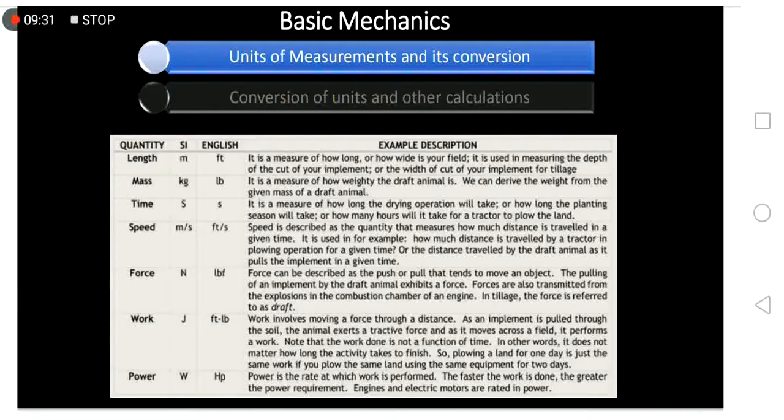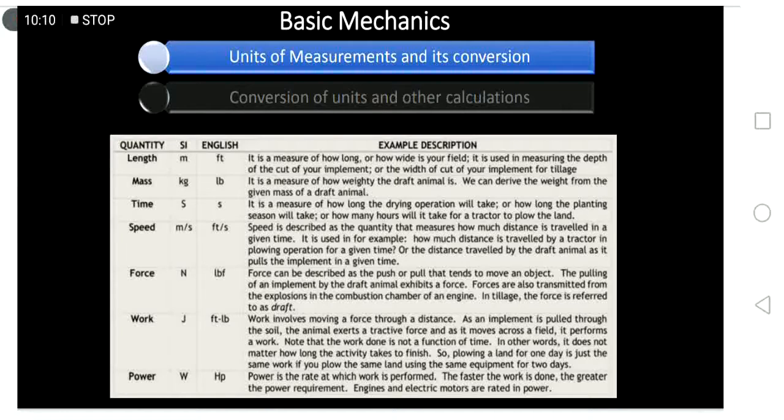So for force, our units, for metric and English, are the Newton, symbolized by a capital N, and the pound force. Force can be described as the push or pull that tends to move an object. The pulling of an implement by the draft animal exhibits a force. Forces are also transmitted from the explosion in the combustion chamber of the engine. In tillage, the force is referred to as draft.